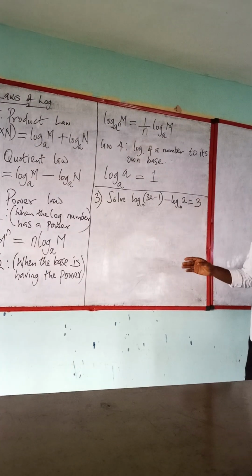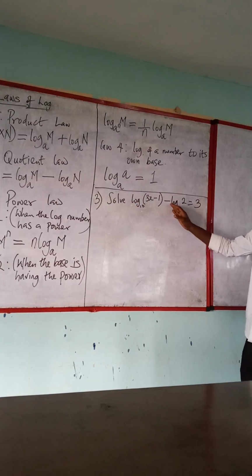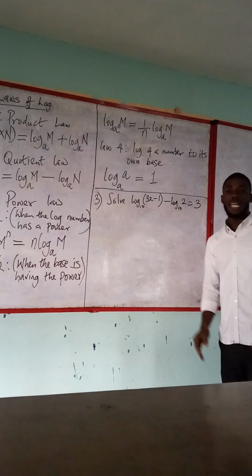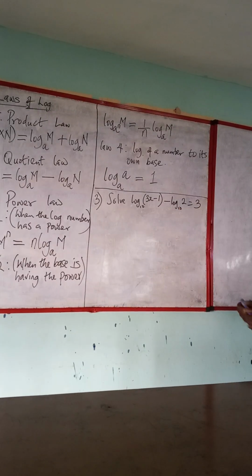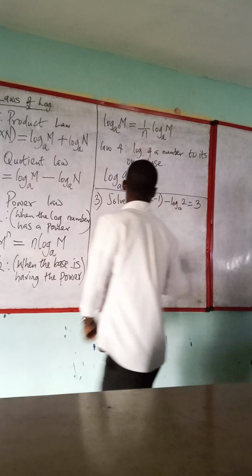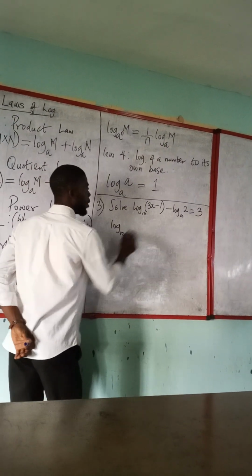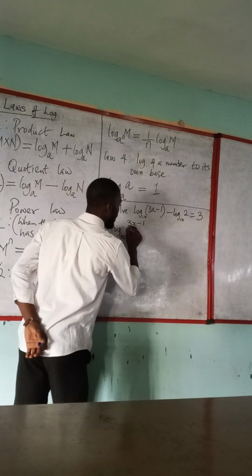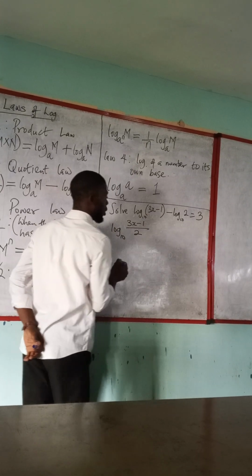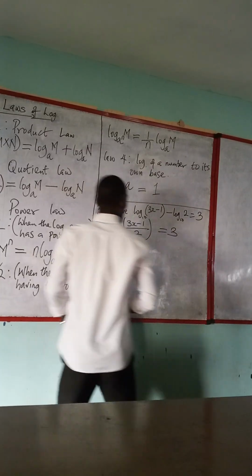So the last thing we look at is the coefficient of the logarithms. You notice that the coefficient here is 1, the coefficient here is 1. So we can then conclude that this is a quotient rule. What does the quotient rule state? It states that if I have something like this, that is going to be log base 10, I will write the first number, 3x minus 1 divided by 2, and it will be equal to 3.